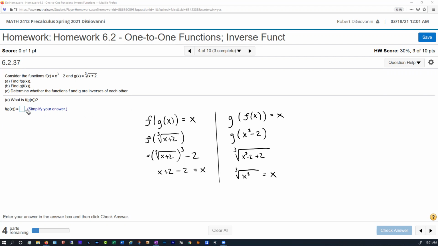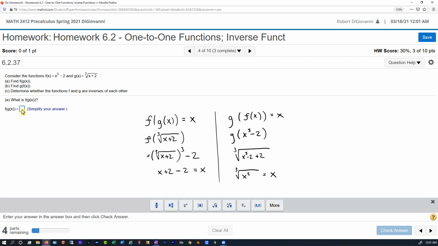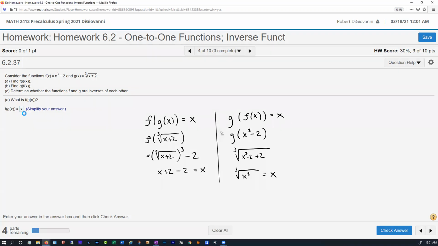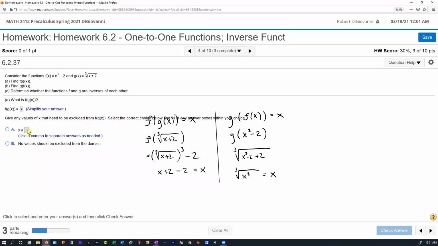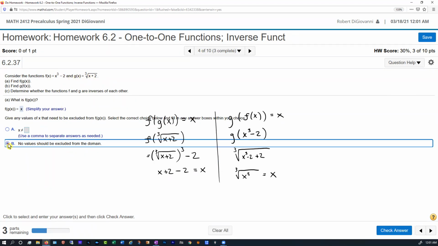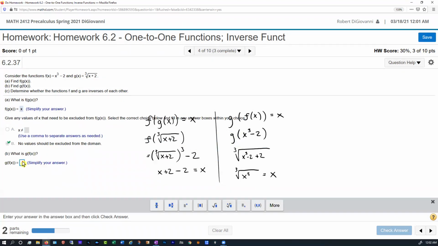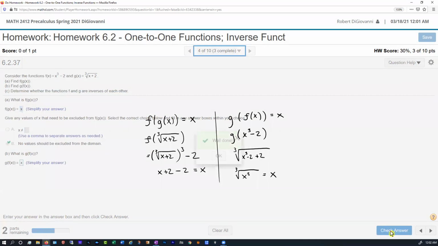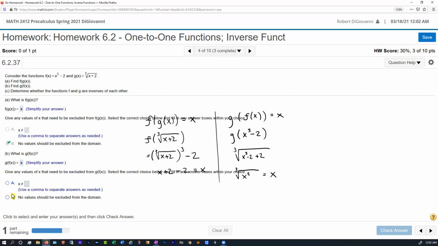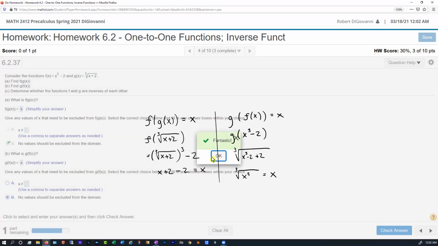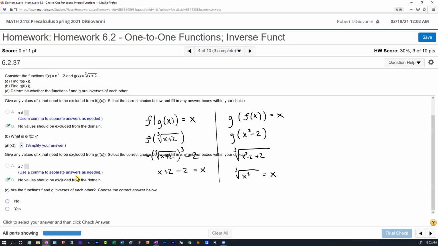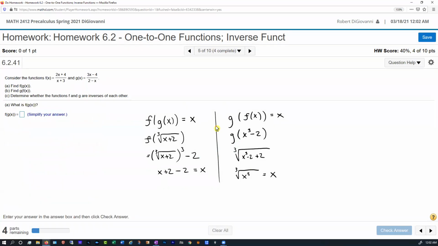So let's put these answers in here. When you do f of g of x, you get x. And any values that need to be excluded? There are no domain restrictions on these. You can take the cube root of any number, so we should have no problems with domain. G of f of x is also x, so that was this side over here. There are no domain restrictions there either. My guess is we're going to have a problem here soon where we have a domain restriction. Are they inverses? Yes. Okay, next question.